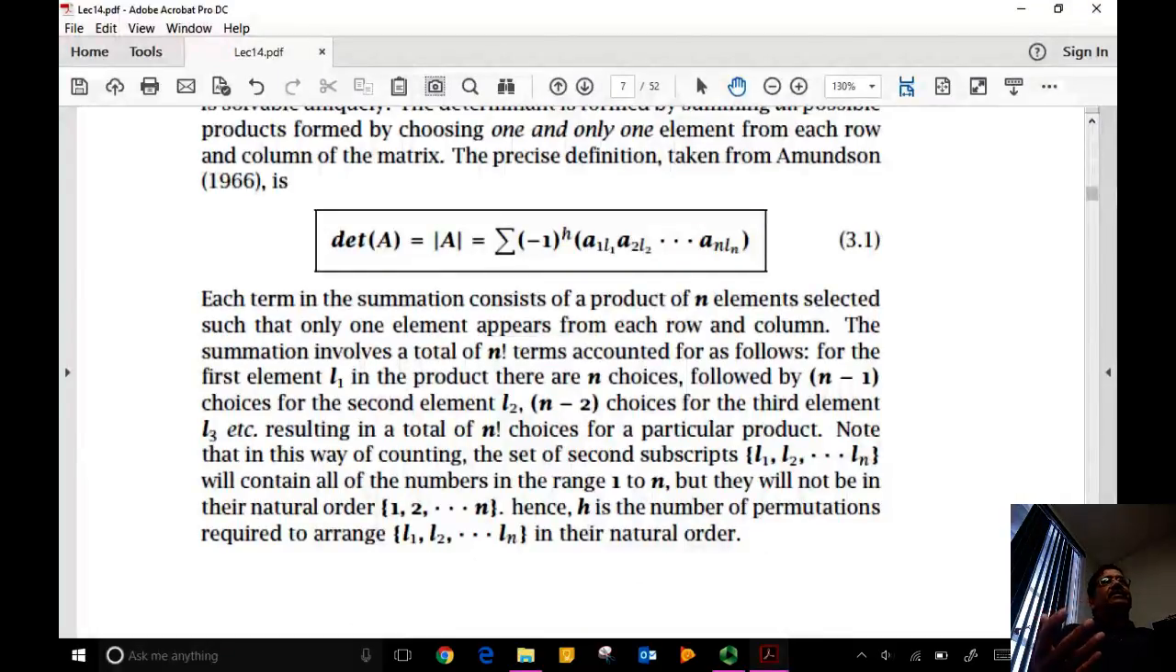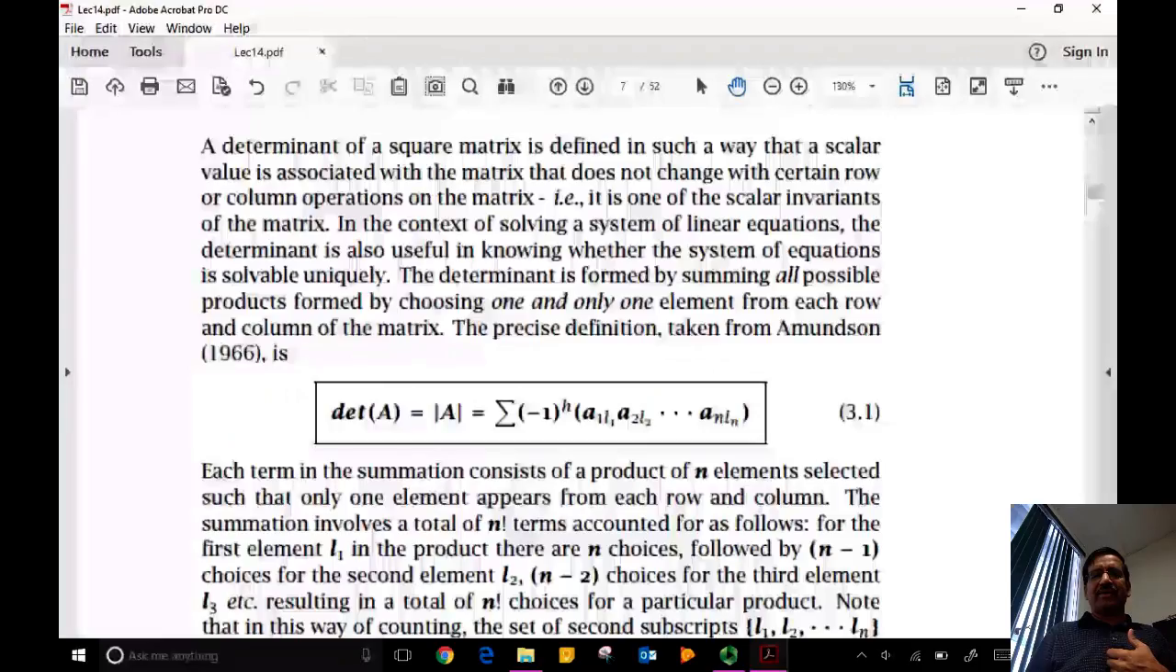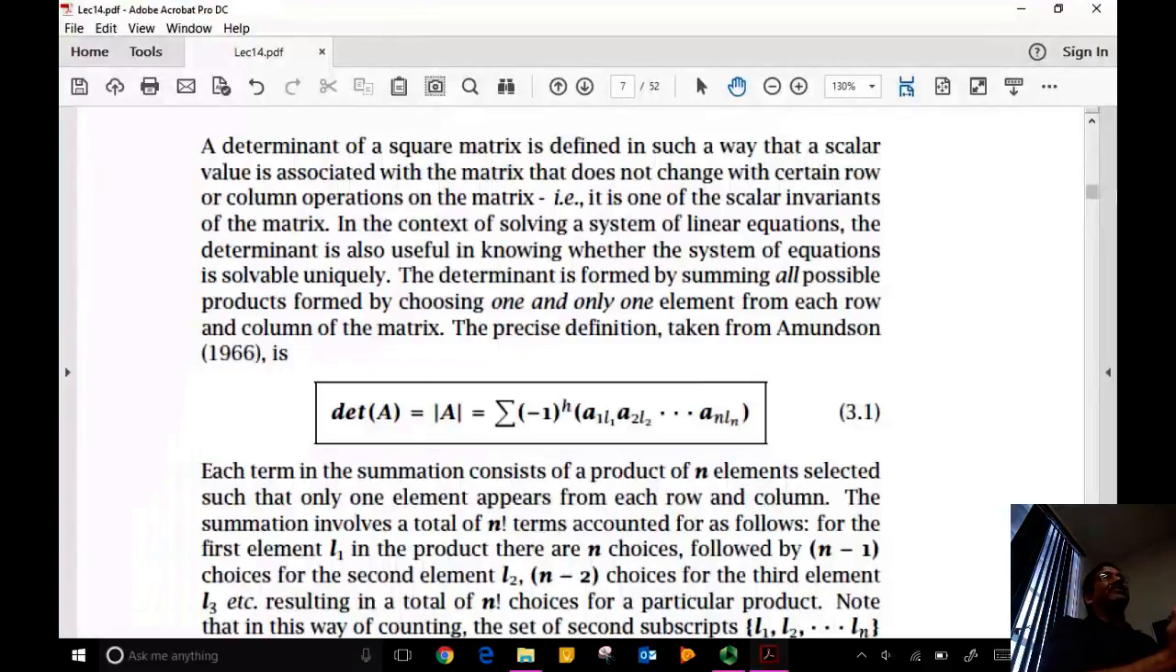It's a scalar invariant of a matrix. It's an invariant property of a matrix, and it is defined in a kind of very weird abstract manner so that it becomes an invariant. That is, no matter how you calculate it, you will get the same number. And what is the definition?